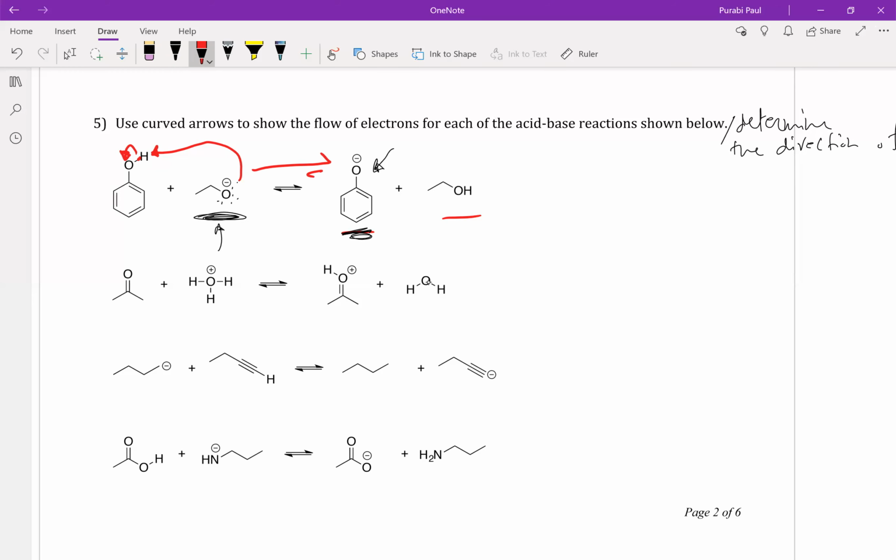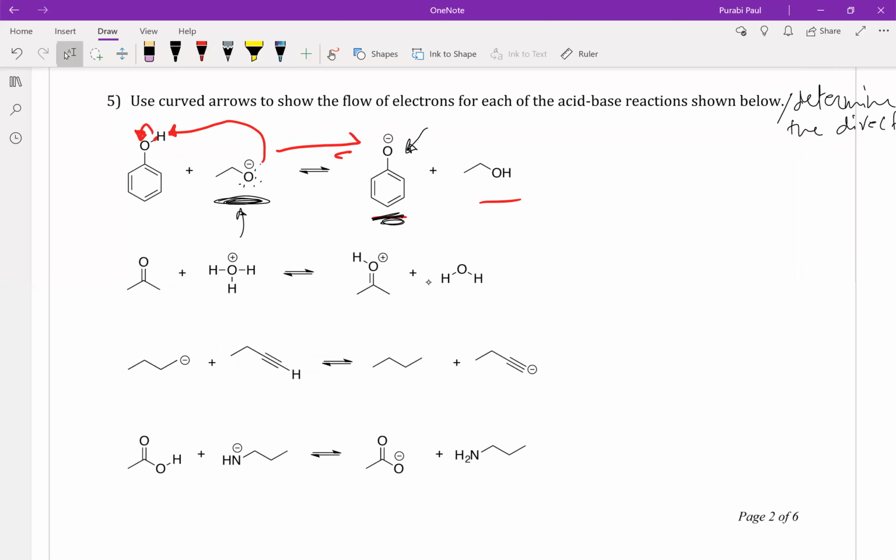How about the second one? Again, your base is what has the more electrons, and your acid is what's lacking the electrons, right? So I would say that the lone pair on the oxygen is the base, and the acid is this H3O plus. Okay, and this gives you the product on the right. So again, here we don't have negative charge, right? We have positive or neutral. So which side do you guys think is the most stable?